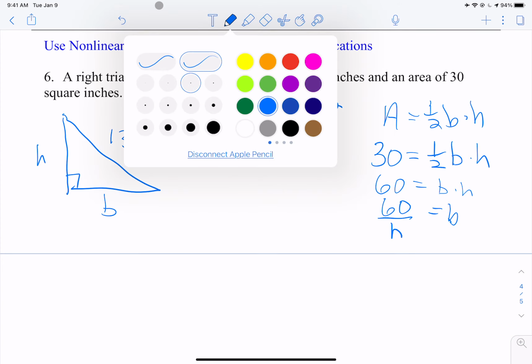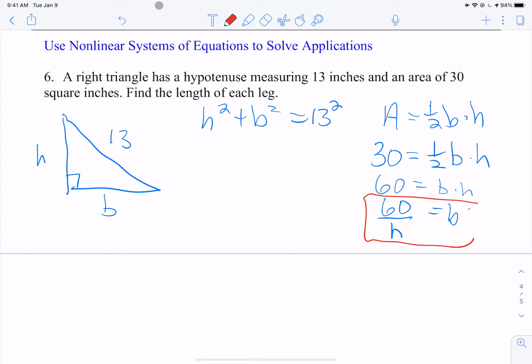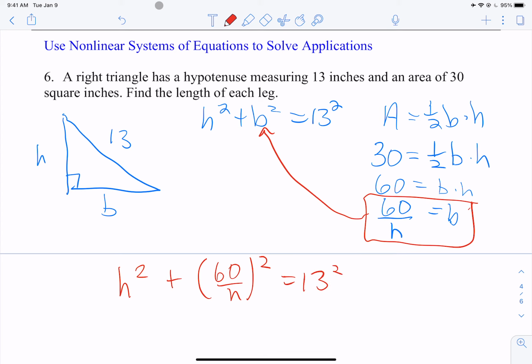Now I get to use substitution. Wherever I see B, I am allowed to stick it into the other equation. So I get H squared plus 60 over H squared equals 13 squared. Let me tell you what 13 squared is. I think it's 169, but let's see. Yeah, it's 169.